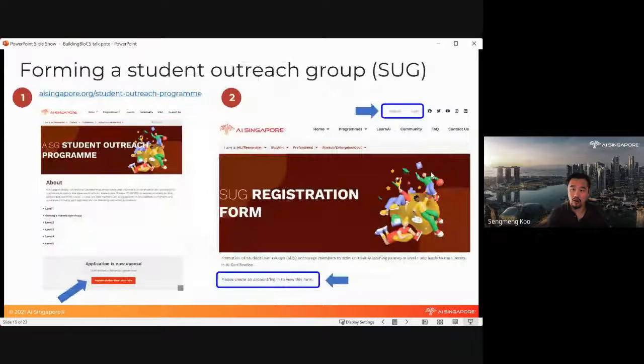Now, I do expect this to happen for Polys, ITE, and universities where students have free autonomy. Any 10 of them can write to us, and then we will just settle it so that they can gain access. For secondary schools and JCs, I suppose a more structured thing will happen. I suppose it will be more teacher-led. So you can write to myself and Jillian. Later, I'll provide the contact to do so.